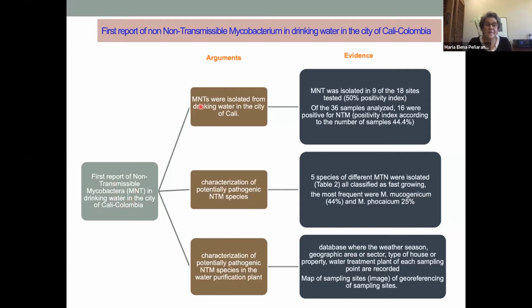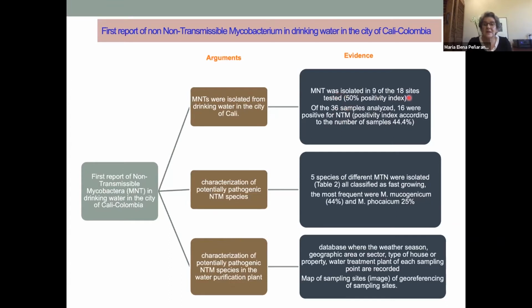So non-transmissible mycobacteria were isolated from drinking water in the city. That's one of the arguments. Characterization of the potential pathogens found in these mycobacteria in the drinking water. Characterization of water plants, and how many water plants had this infected bacteria, infectious bacteria. And here's the evidence, the results that took us here.